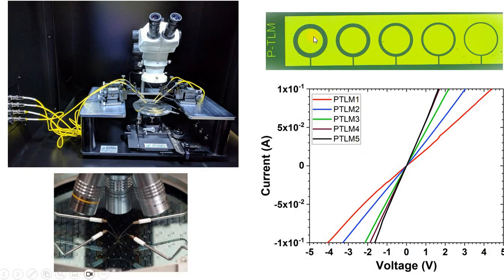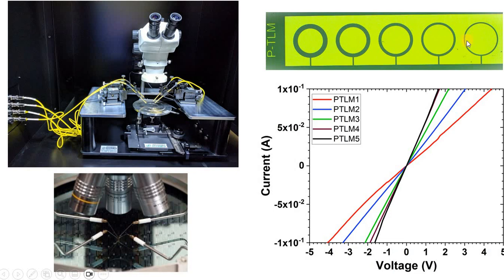Now, you apply a voltage across these contacts and you measure the current. As an example over here, I've got 5 different patterns. The spacing for this contact is 10 micrometers, 20 micrometers for this one, then 30 micrometers, then 40 micrometers, and then 50 micrometers. For each of the spacings, I measure the IV characteristics.